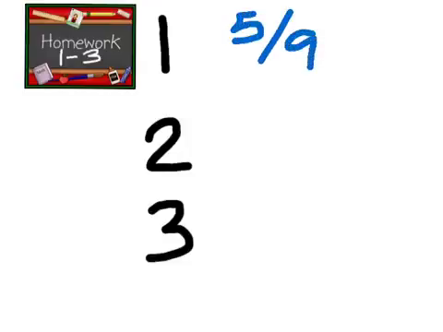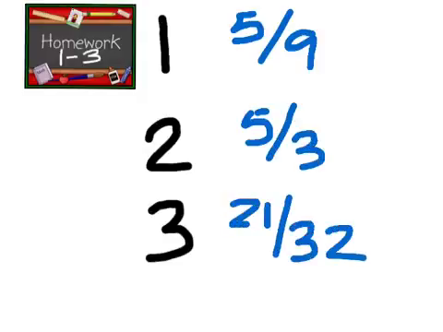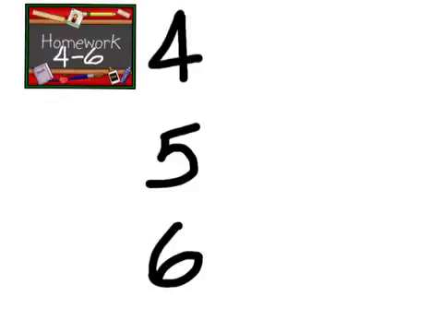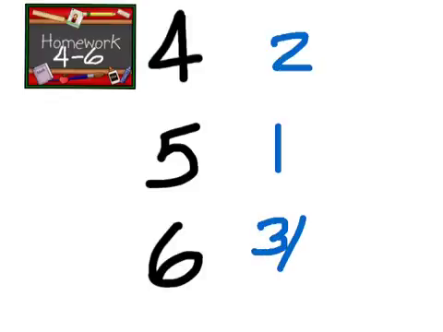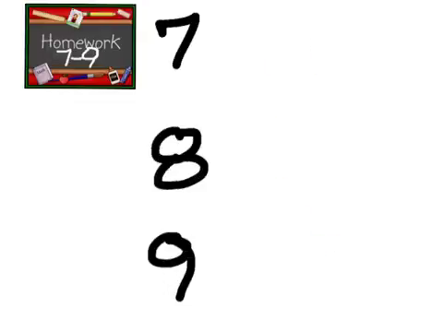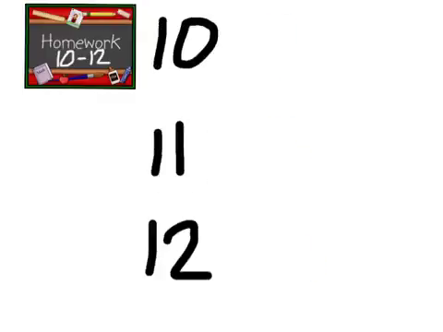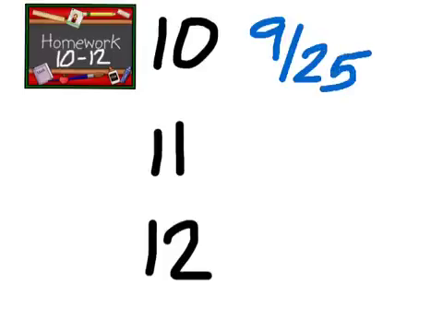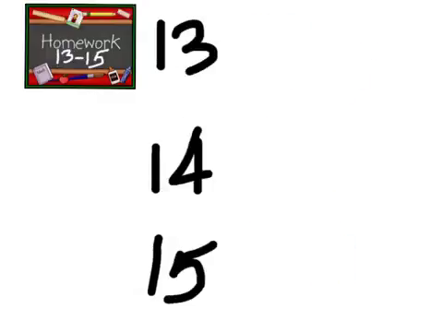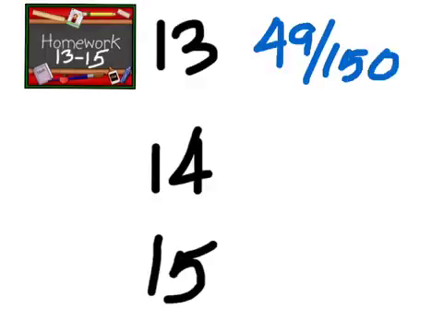5 over 9, 5 over 3, 21 over 32. Answers are 2, 1, and 3 over 5. Answers are 4, 2, and 1 over 6. Answers to 10, 11, and 12 are 9 over 25, 1, and 25 over 9. Answers are 49 over 150, 3, and 2.